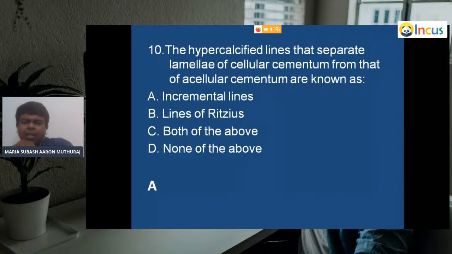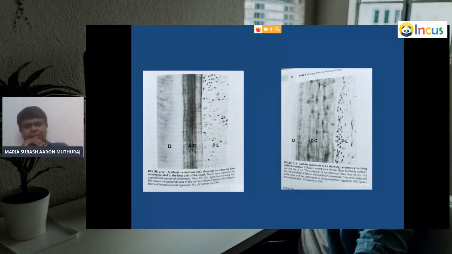A, incremental line. Here in this image, the first image represents the acellular cementum. In this acellular cementum, you can clearly appreciate the incremental layer. Here the faded lines are present perpendicular. This represents the attachment of Sharpey's fibers. In acellular cementum, the attachment of Sharpey's fibers is more, and these fibers are present as a faded layer at right angles to the acellular cementum.